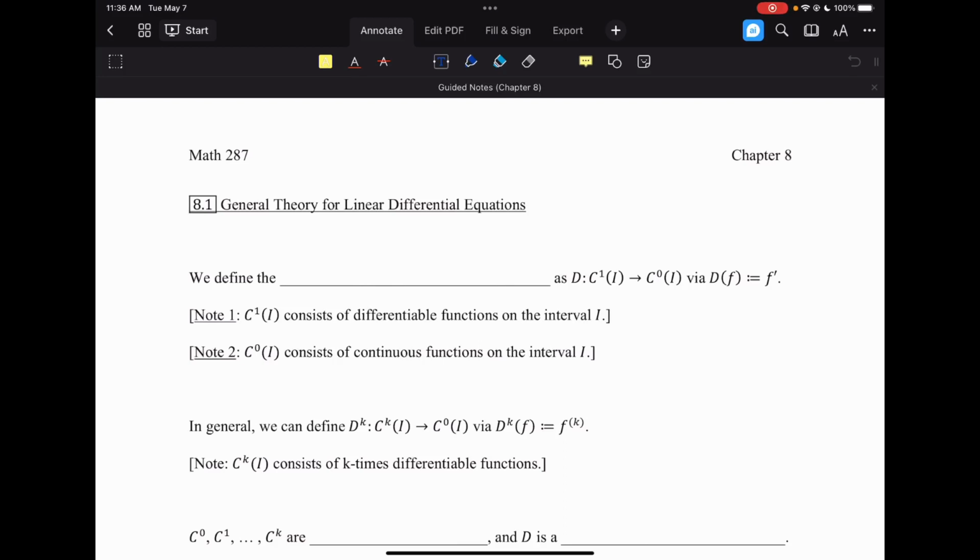Welcome to Chapter 8. In Section 8.1, we are looking at general theory for linear differential equations. So the first thing that we're going to do is develop some notation that we're going to be using for these differential equations. So we need to define the derivative operator.